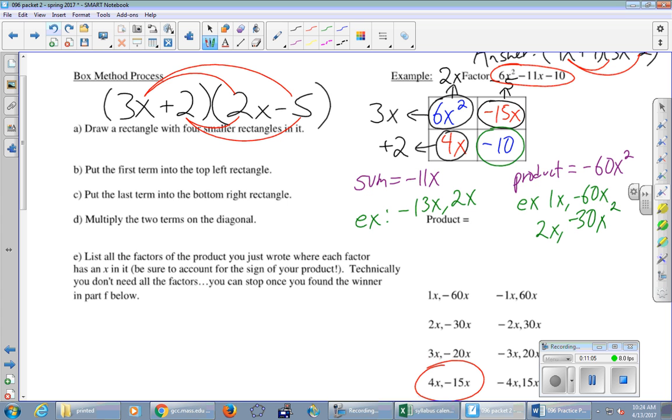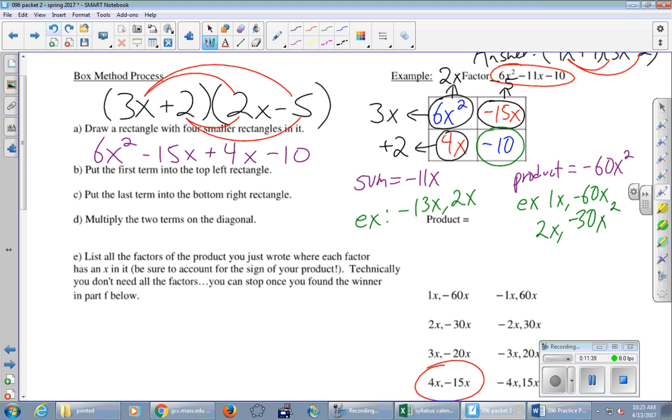First times first, what is it? 6x squared, that's promising. So far, so good. Outers. Yeah, right, 3x times negative 5, that's negative 15x. That's good. Inners. Plus 4x, that's good. Lasts. Minus 10. Just as a quick aside, do you see exactly those four things in the box? And what do you get when you smush together the two middle terms here? Negative 11x, which is exactly what we were after.